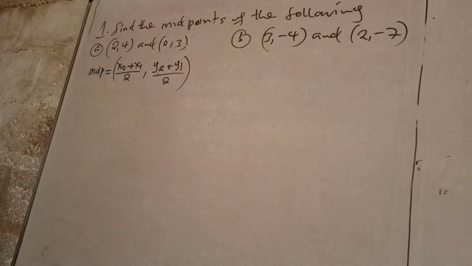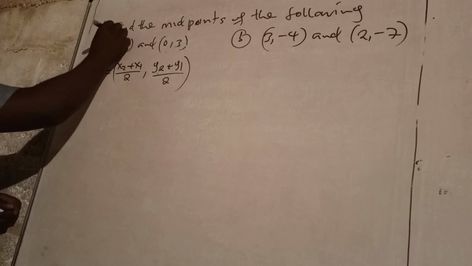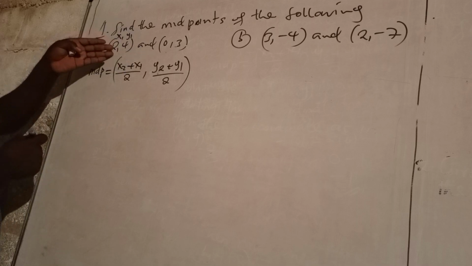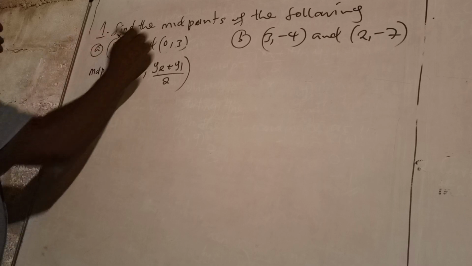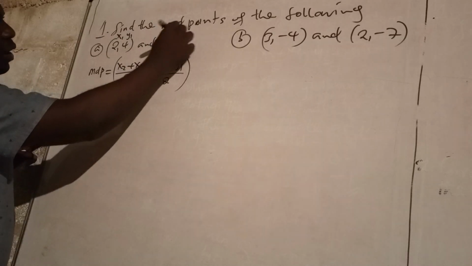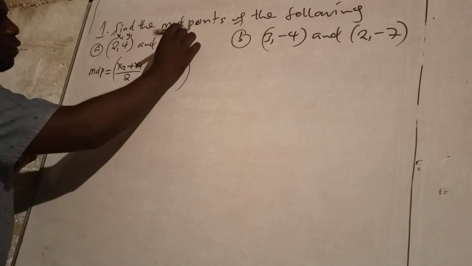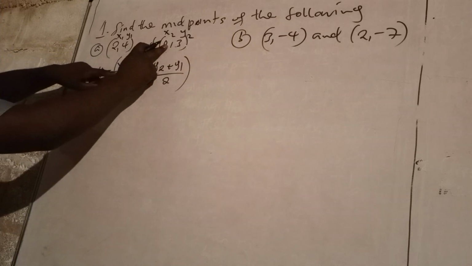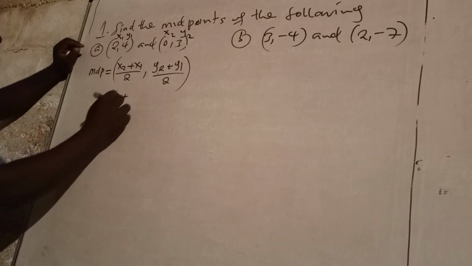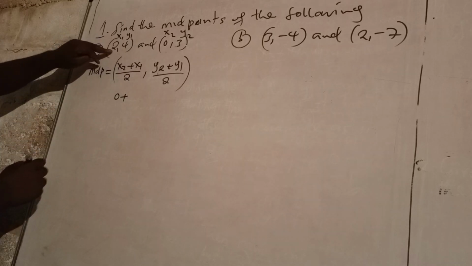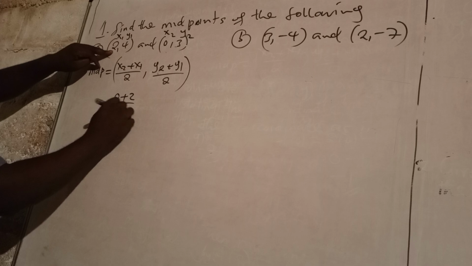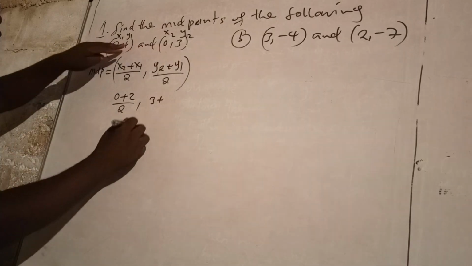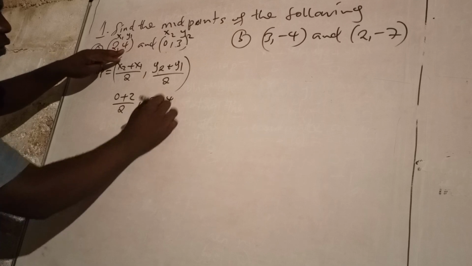Now I need to indicate x1, y1. Always the first point is x, the next one is y. So I have x, y again here. So 2, 4. Good. Now my x2, as you can see, is 0, so I'll put 0 here, plus my x1 which is 2, so I'll put 2 here, over 2. Then comma, my y2 is 3 plus 4 here, over 2, like this.